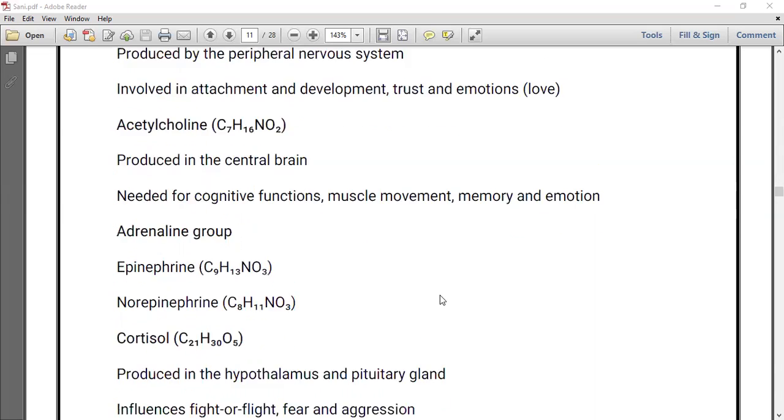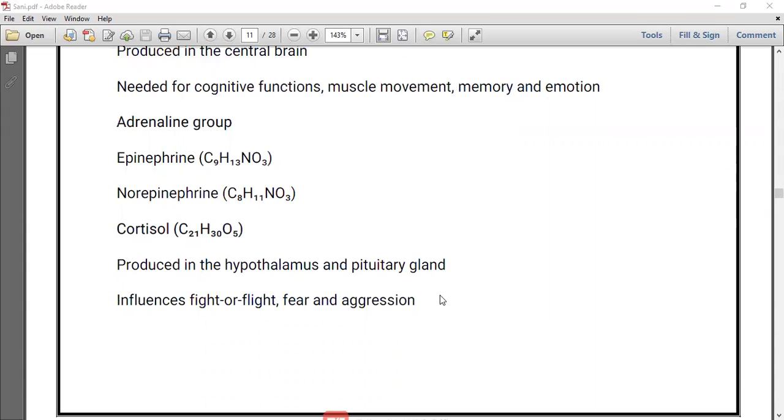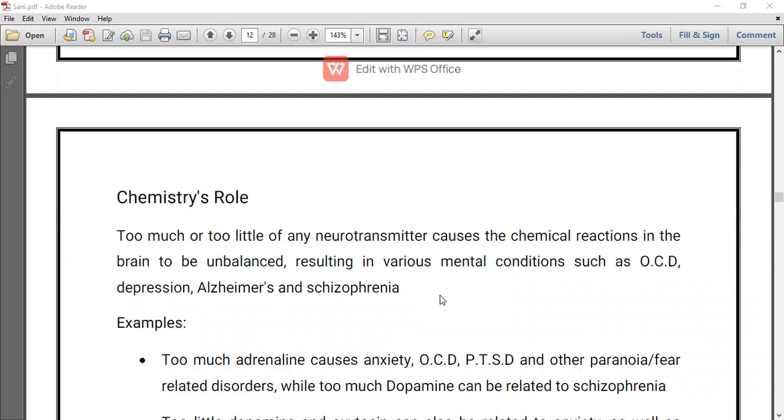The adrenaline group is the main group, and it is further divided into three neurotransmitters: number one, epinephrine, norepinephrine, and cortisol. These neurotransmitters are produced in the hypothalamus and pituitary gland, and they influence fight or flight, fear, and aggression. Now I am discussing the role of chemistry in our brain and how it affects our brain with different diseases, with high concentration or low concentration.